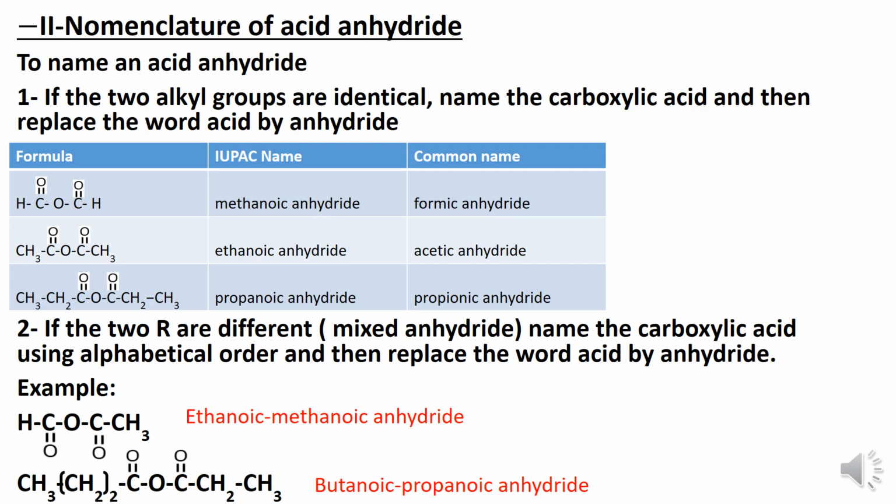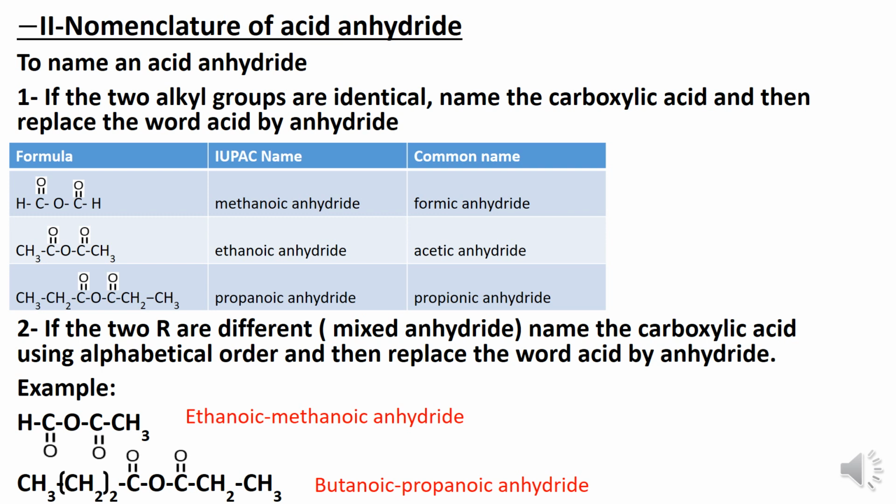Now the second objective is how to name the acid anhydride. We have here two rules. If the two alkyl groups are identical, you name the carboxylic acid and then replace the word acid by anhydride. Let's take an example. Look at the table here well.